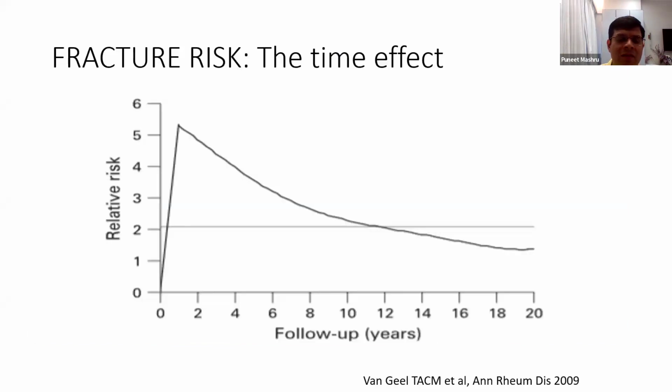And so patients who have one fracture significantly increase the risk of another fracture, especially in the initial first few years of the fracture. So there's an imminent risk of fractures with one fracture, and these are the patients that must be on treatment.